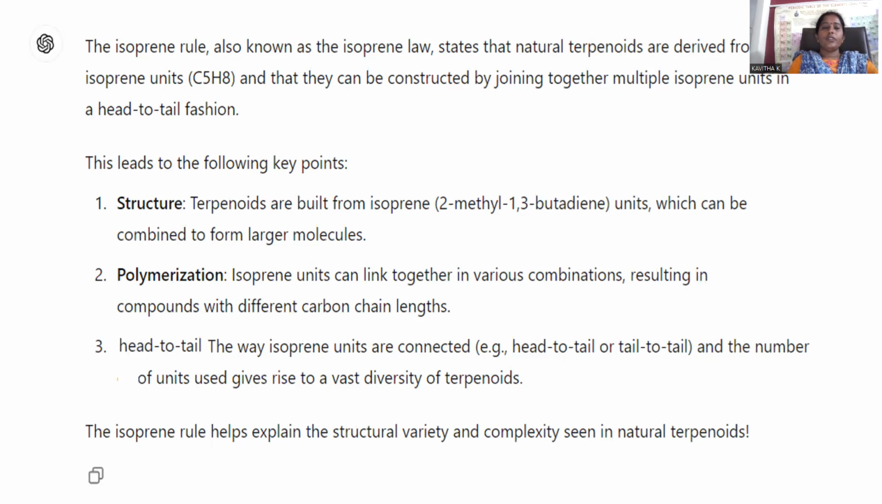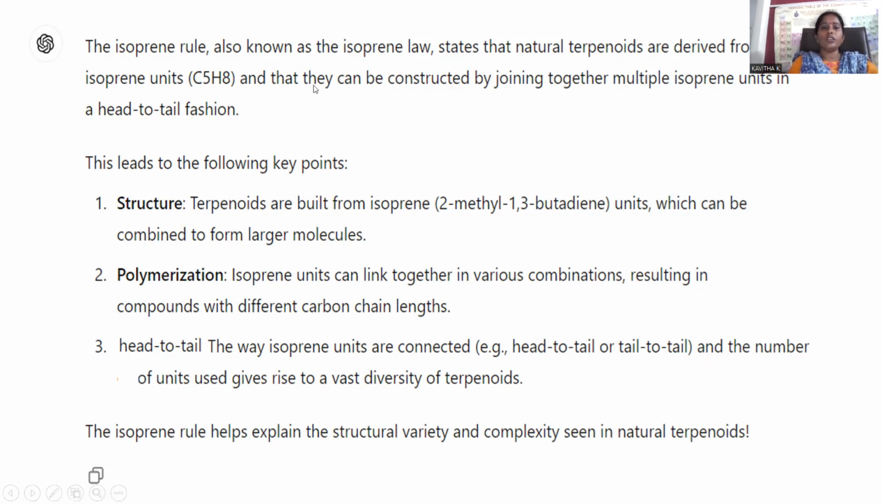The isoprene rule. Now we are going to discuss the main topic of these terpenoids. In order to construct these terpenoids, the isoprene rule is most important. The isoprene rule stands for a certain kind of guidelines we can go with in order to join isoprene units to get terpene compounds.